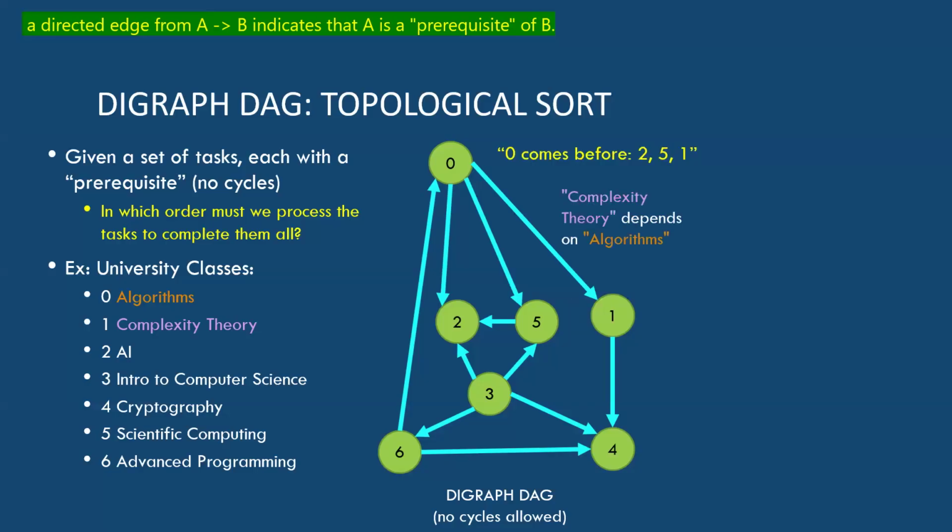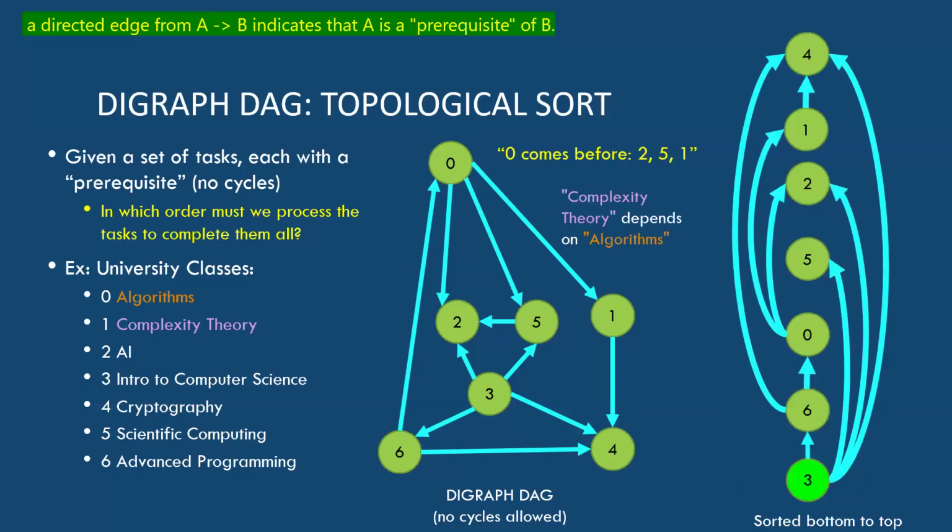Well, one way to think about it, at least on paper, is to sort everything so that all the arrows are pointing up, right? So the thing at the bottom would be the thing that has arrows pointing up and there's nothing below it, okay? So in this particular situation, we would take introduction to computer science first, and then we could take advanced programming or number 5, scientific computing, or number 2, AI, in any order we want, right? We could go to 6, right, as our second class, or we could take 6 and 5 and 2 concurrently.